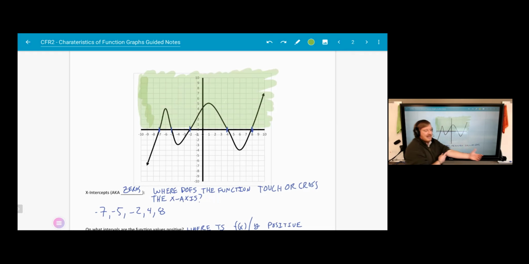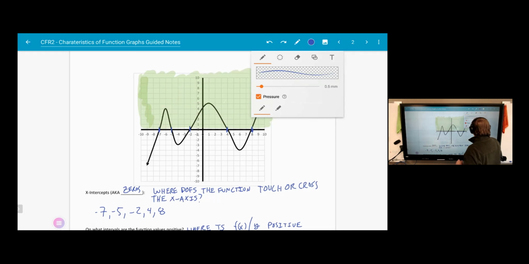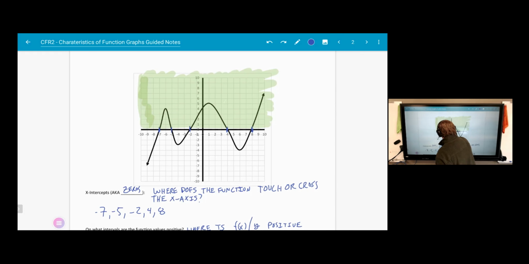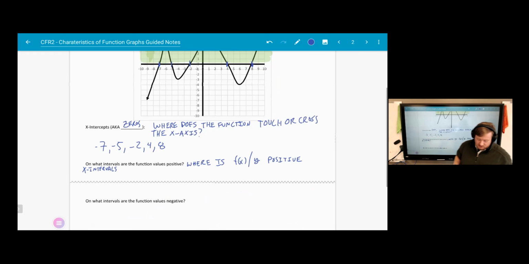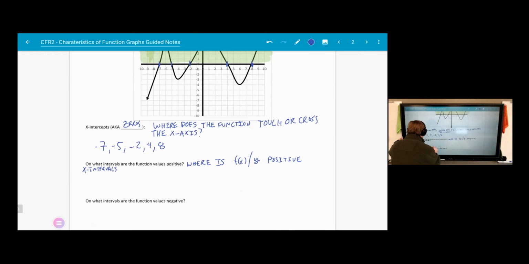And so what we have to say is, look, it is positive between here and here. It's positive between -7 and -5. There's that hill that's up there. In this case, we're going to write it out in an interval again. We're going to list the x intervals that make this true.